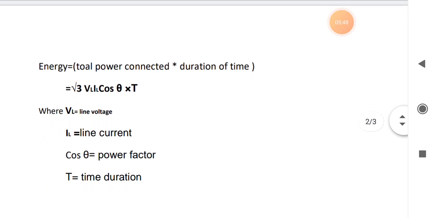Now, the energy formula is the total power consumed into duration of time, which is equal to root 3 VL IL cos phi or theta. Here I have taken theta, the power factor, into the duration of time, where VL is the line voltage, IL is the line current, cos phi is the power factor, T is the time duration.